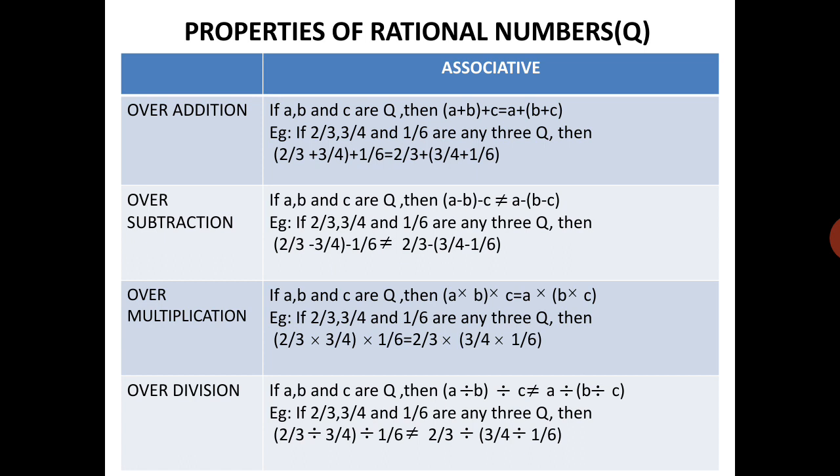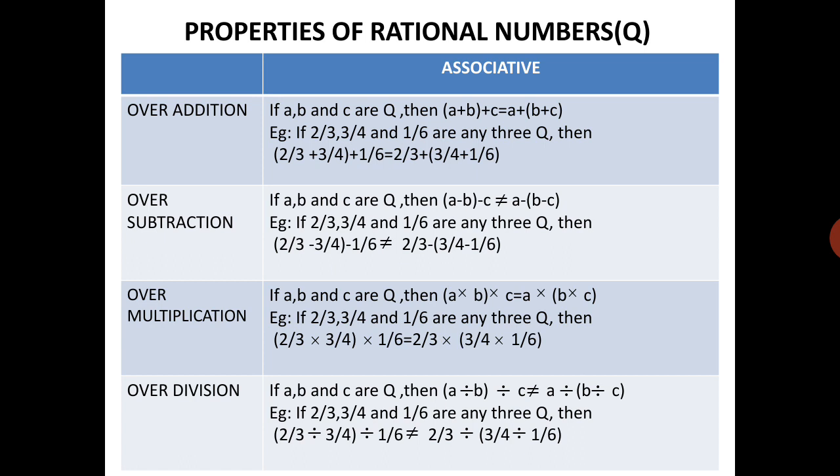Now for subtraction. If a, b and c are rational numbers, then a minus b minus c will not be equal to a minus b minus c. Again, you can check on your own. You will see that the subtraction on both the sides will not be equal. In short, the associative property does not hold true for subtraction.